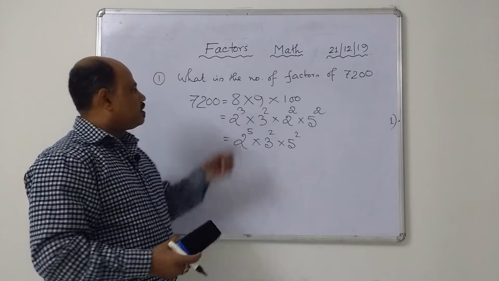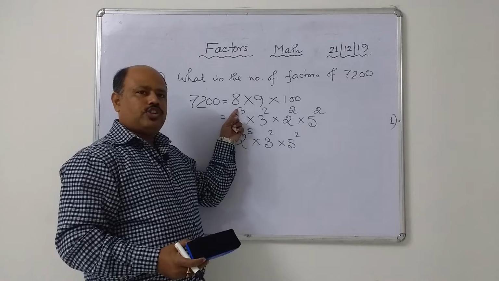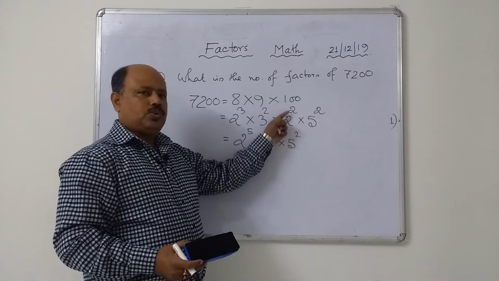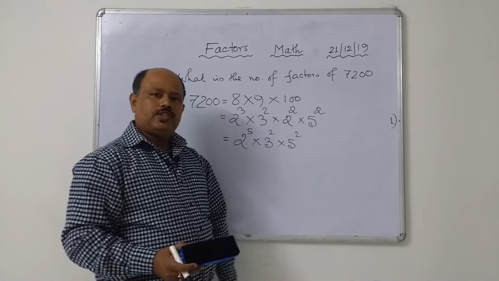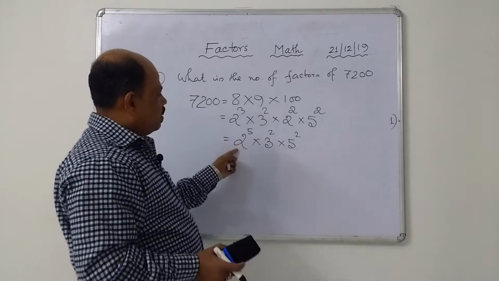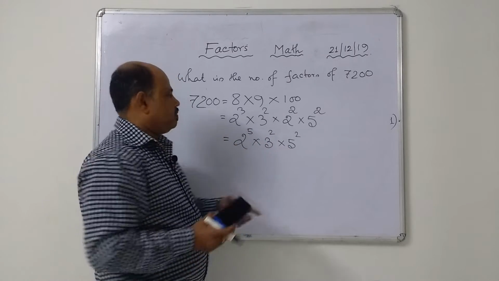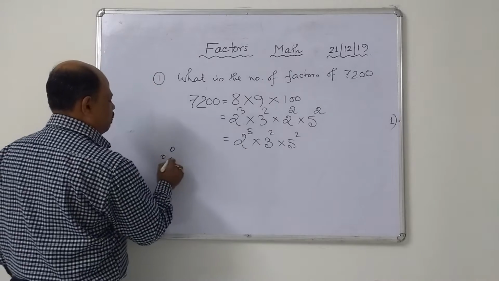That means, how many 2's are there? 3. How many 2's are there? 2. Then 3 plus 2 is 5. Then another unchanged. Then all base numbers are prime. Then number of factors.